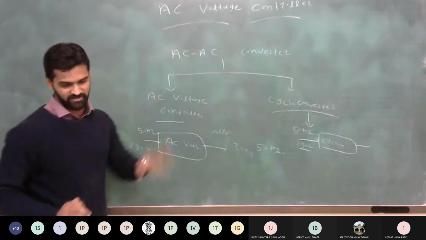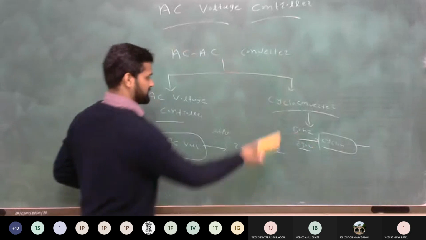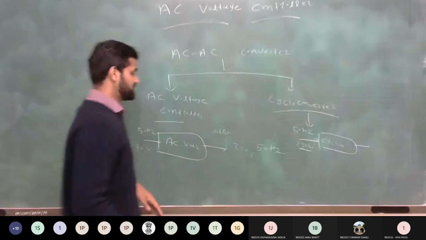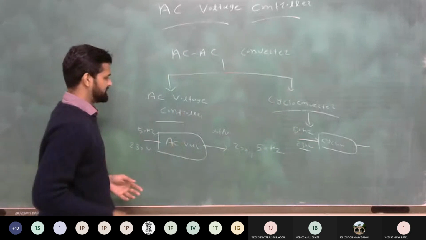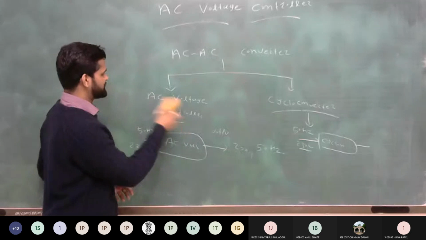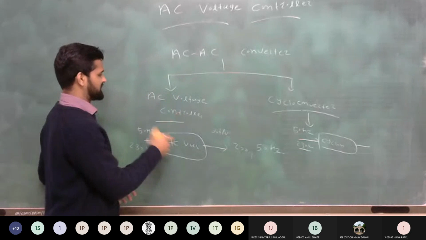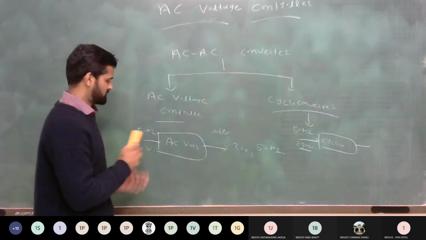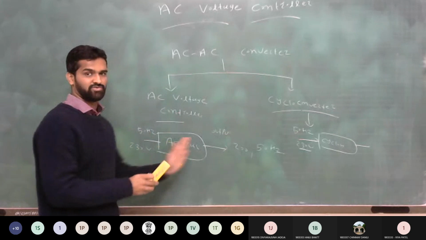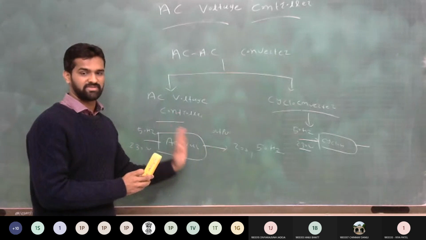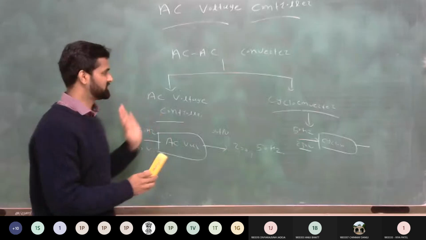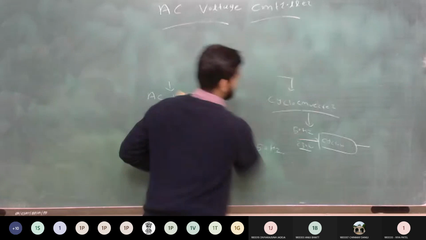Both are AC to AC converters. This chapter, cyclo converter, we will discuss next, after completion of the AC voltage controller. So in this chapter we understand the concept of AC voltage controller, where we convert fixed AC voltage to variable AC voltage without changing the frequency. Clear?